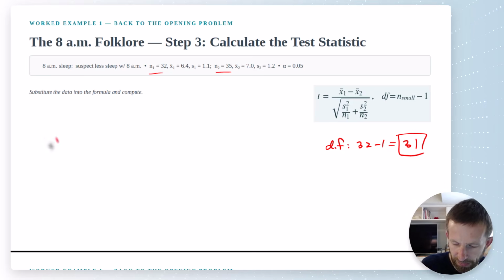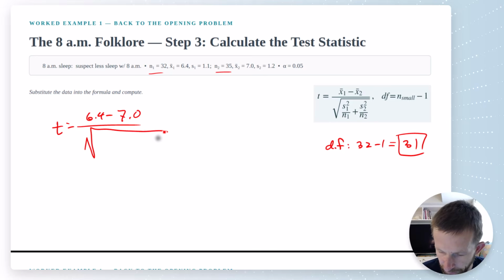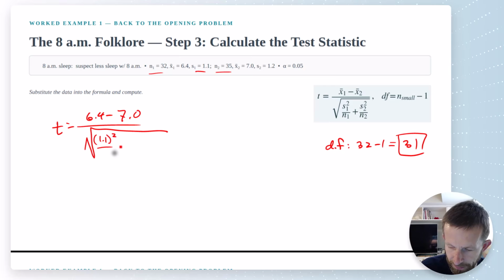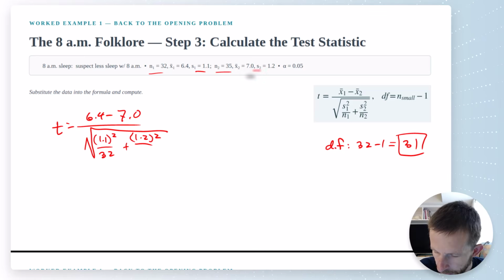And my test statistic will be t is x1 minus x2, so 6.4 minus 7.0, divided by the square root of the standard deviation of the first one squared, 1.1 squared divided by the sample size of the first one, 32, plus 1.2 quantity squared divided by my second sample, which is 35. And when I do that, I get negative 2.14.